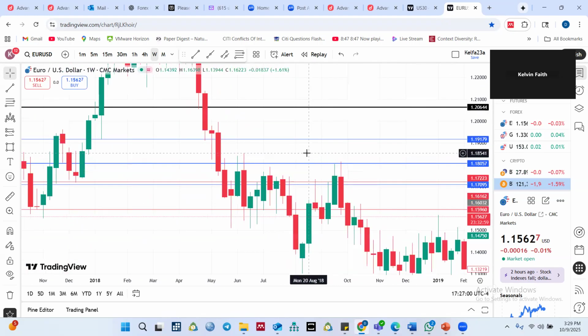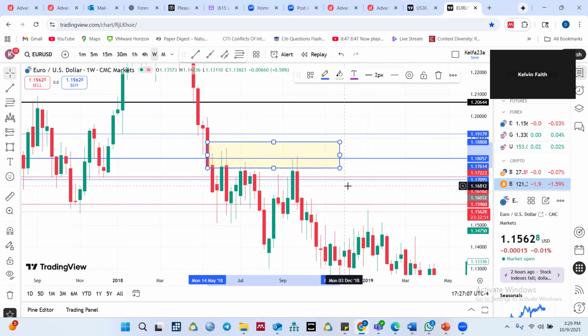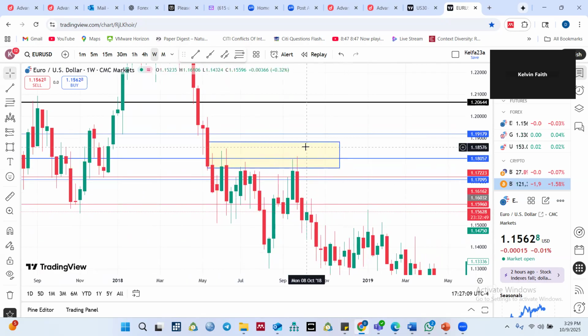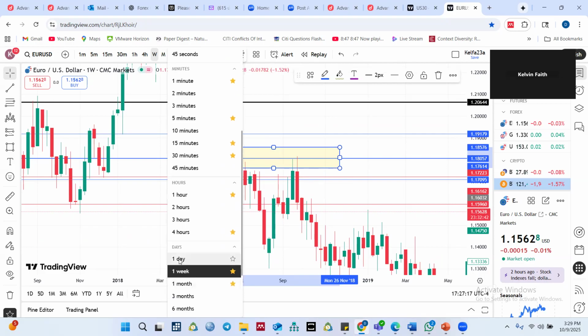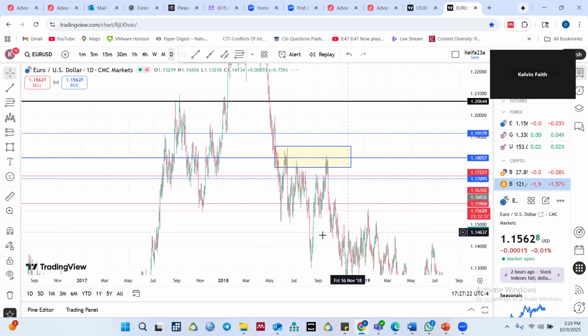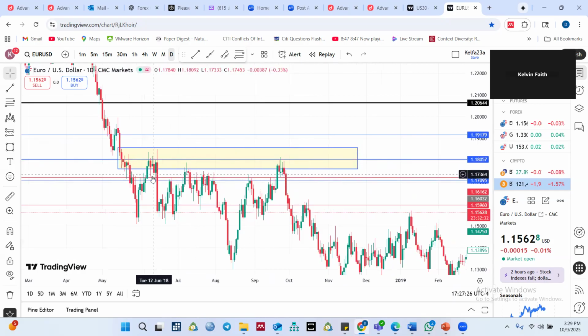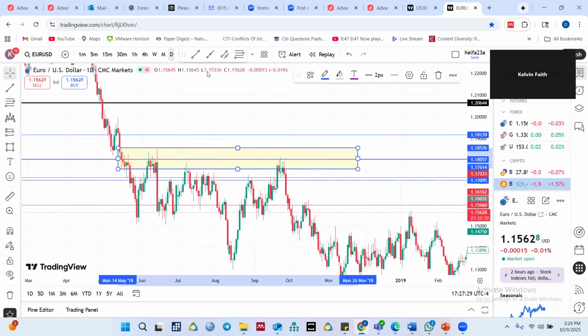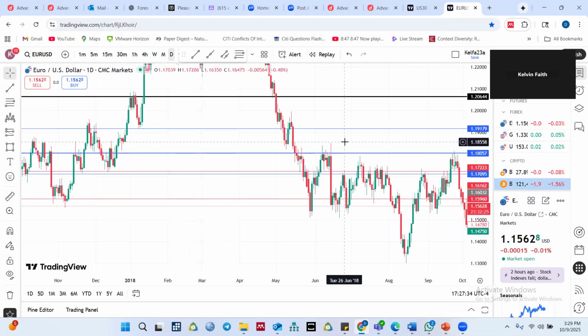So what do you see on that big blue line? This one here. What can you see from this weekly time frame? I believe a daily time frame will be best. One day. Good. What do you see? Good. So what I see is that price reacts exactly off the blue line.